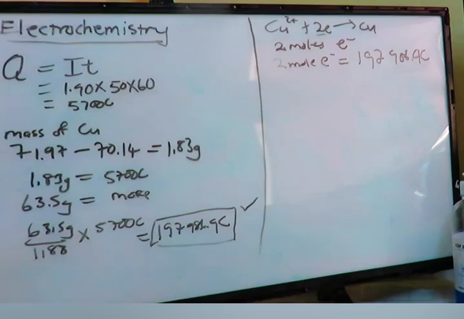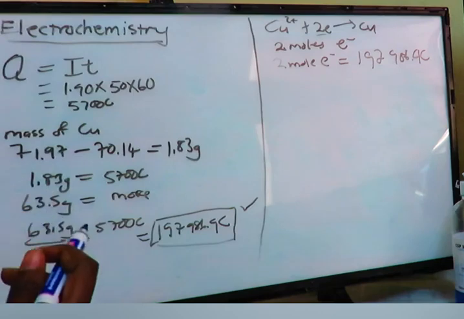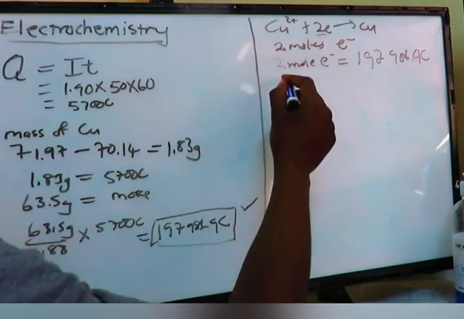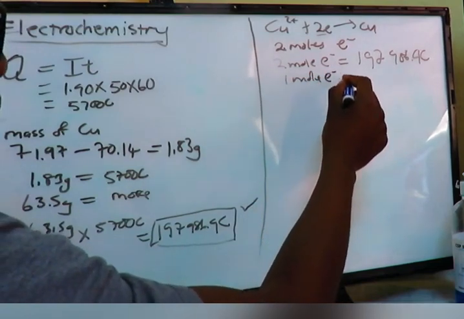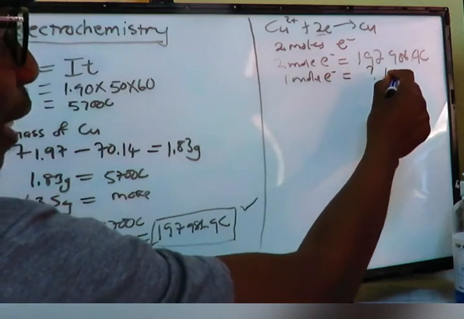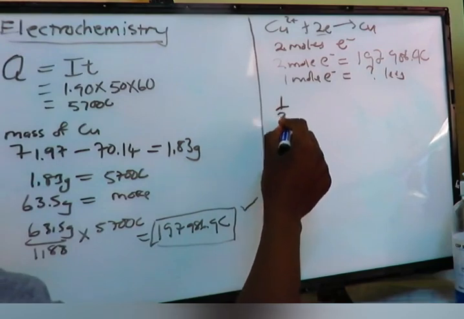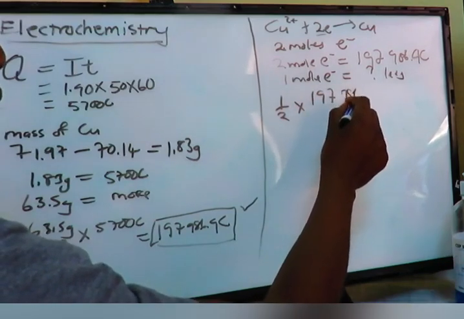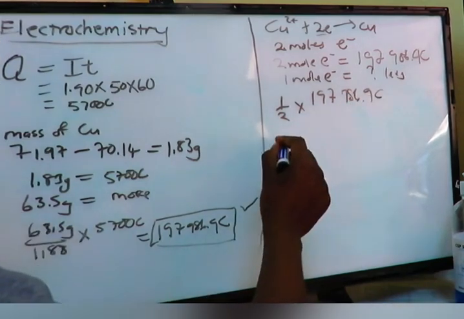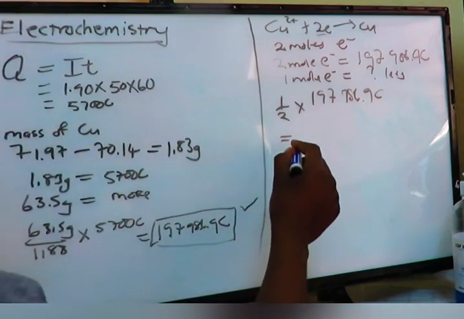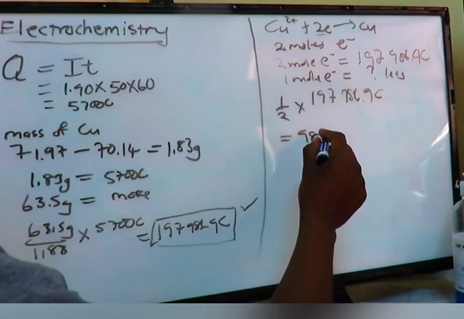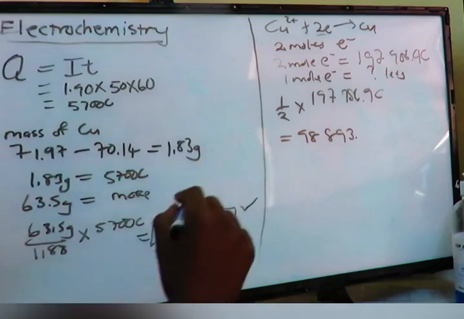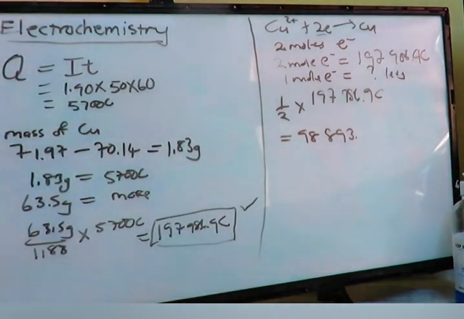So we can now figure out the charge of 1 mole of electrons. How about 1 mole? 1 mole of electrons have a charge of, of course you get less, and this would be equal to 1 over 2 times 197,986.9 coulombs. So the charge on 1 mole of electrons is equal to 98,993 coulombs.